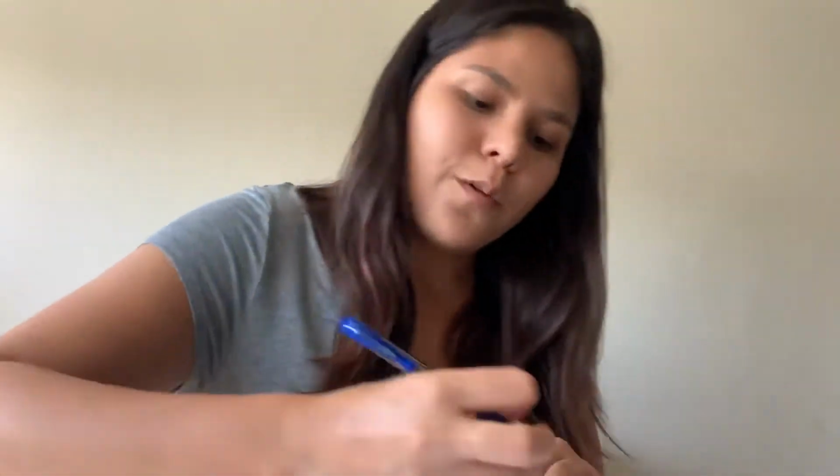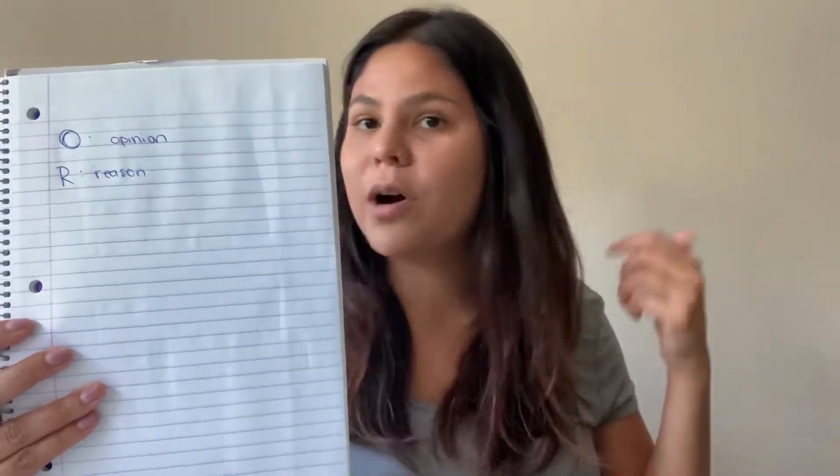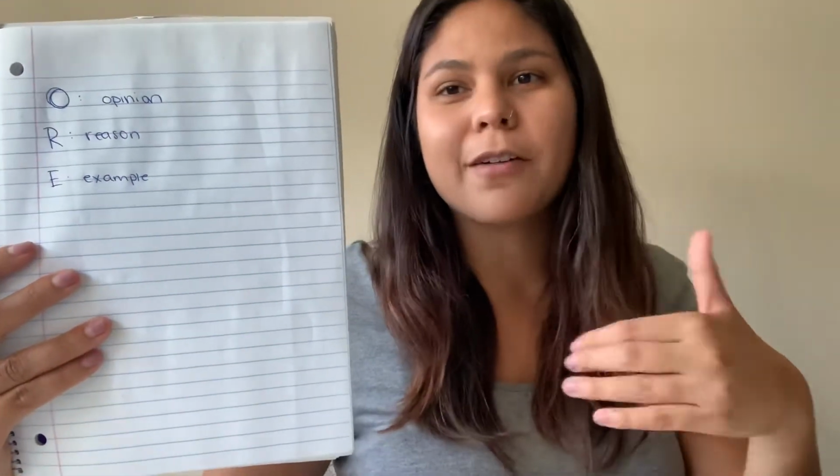The next thing is R, the next letter in the word Oreo, which stands for reason. What is the reason that you have this opinion? This opinion didn't just come out of nowhere. What is some reason to have this opinion? The next letter in Oreo is E, which stands for example. So after you've shared your reason, I want to hear an example of that reason.